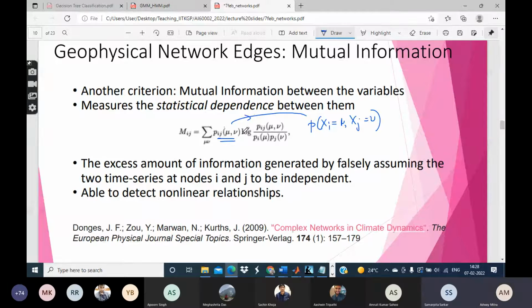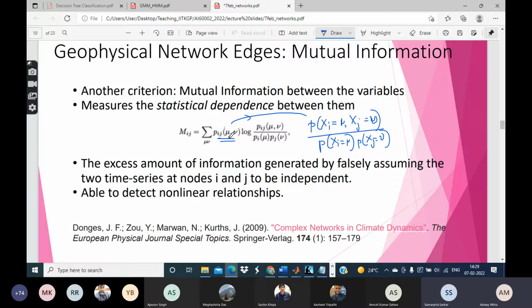So this is the probability times the log of the same thing divided by their product. If these two random variables are independent of each other, then of course we can write the joint as the product of the marginals. In general that will not be the case, but if the two variables are indeed independent, then this ratio will be 1. Then we take the log of 1, which is 0. So the mutual information comes out as 0.